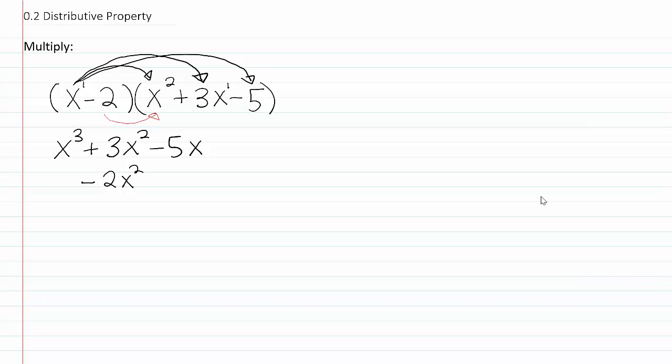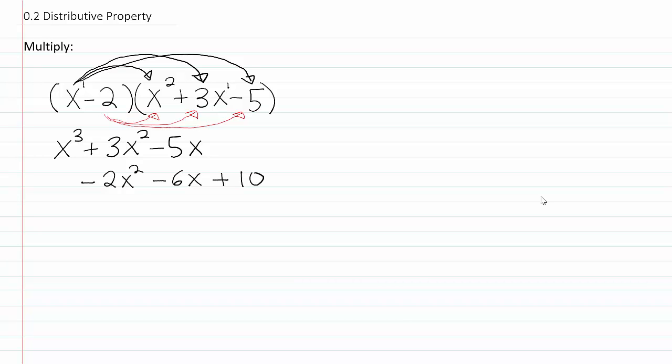All right, let's continue. So now we want to do negative 2 times positive 3x. That's going to give us a negative 6x to the first power. Again, I'll line it up underneath the other term that has an x to the first power. And then lastly, I'm going to do negative 2 times negative 5. So a negative times a negative, of course, will produce a positive result, and we'll have plus 10.